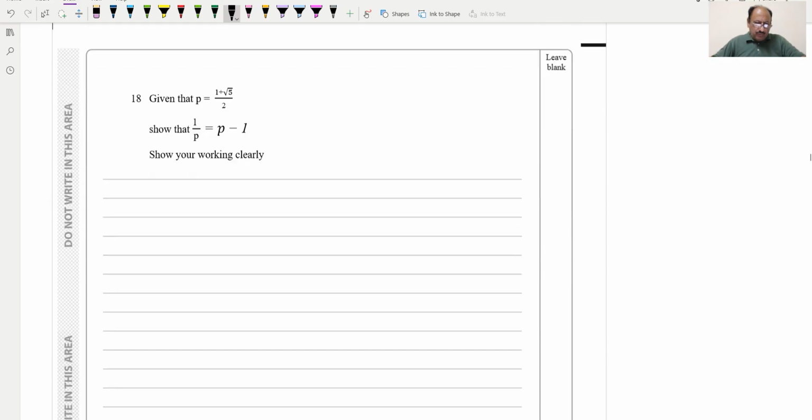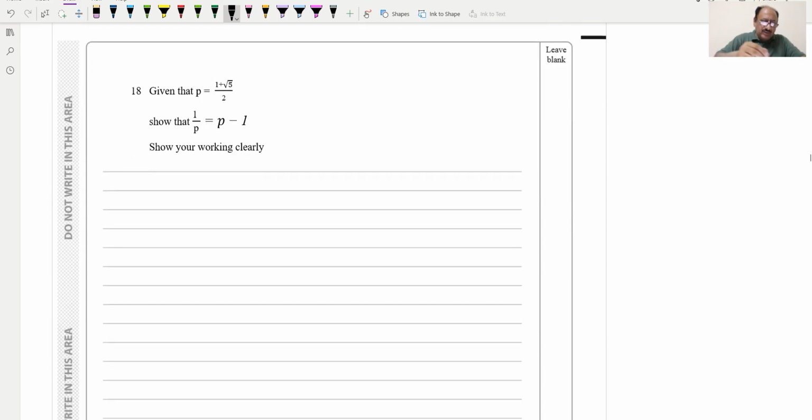This is done. Now we can move to question number 18, which says: given that p is equal to this one, show that 1 over p is equal to p minus 1, and show your working clearly. So p is given, which is this one. We can write 1 over p, and 1 over p will be the reciprocal of p, which is 2 over 1 plus root 5. Now we can rationalize this, and for rationalization we will be taking the opposite sign, so 1 minus root 5 and 1 minus root 5.